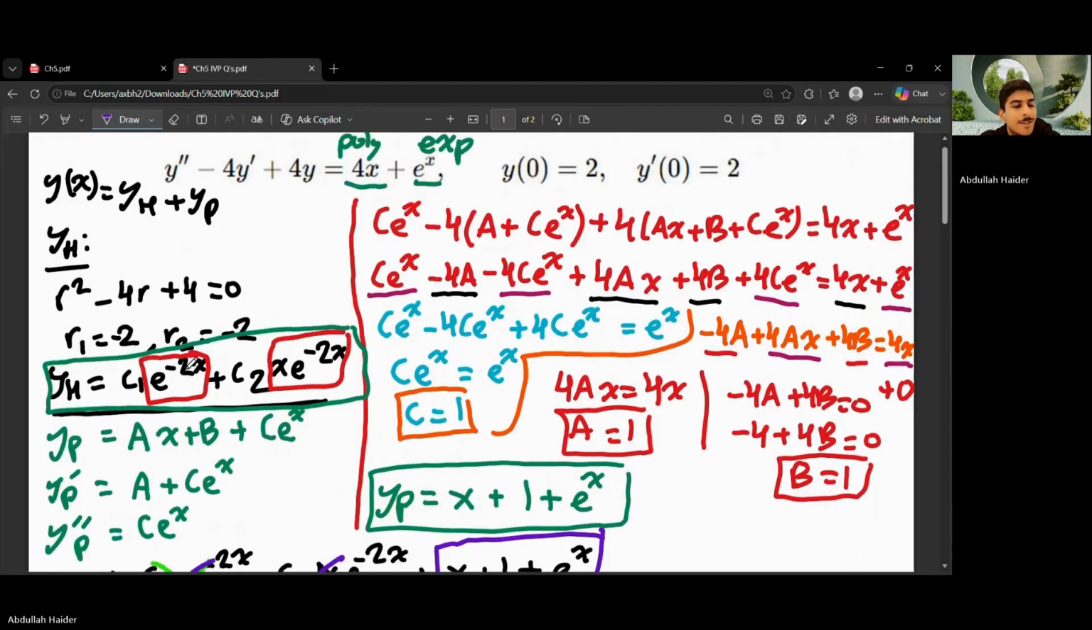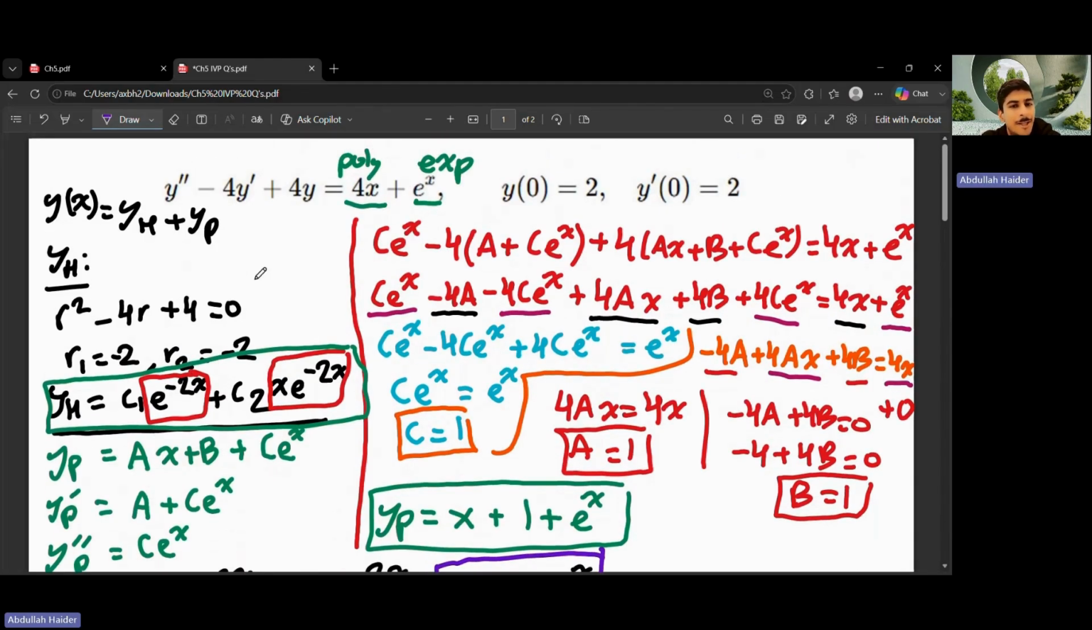Then, as I said, the next thing you have to do is to find yp. And for yp, don't panic if you have polynomial and exponential together. You can have polynomial and trigonometric together. You can have exponential and trigonometric together. It depends on which professor will give what question. But basically you can put them in the same equation. For polynomial, we said you look at the highest degree, which is x, and you write the expression for it, which is ax plus b. Then for exponential, you have a constant multiplied by the exponential itself.